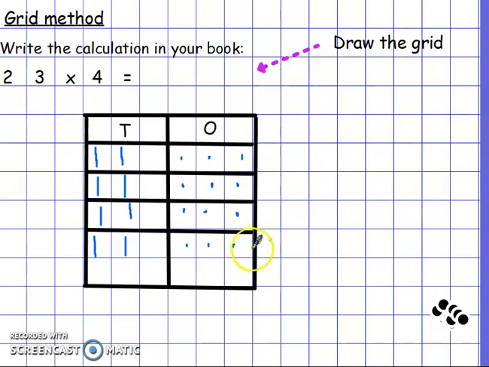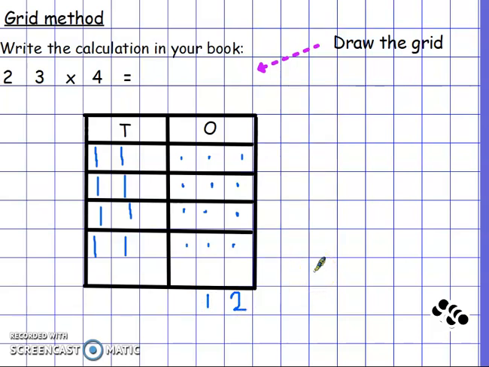You can see that we've partitioned the number 23 into 4 columns. So we've got 4 lots of 3 ones. How many is that all together? Let's count up in threes. 3, 6, 9, 12. Going to write 12 down at the bottom.